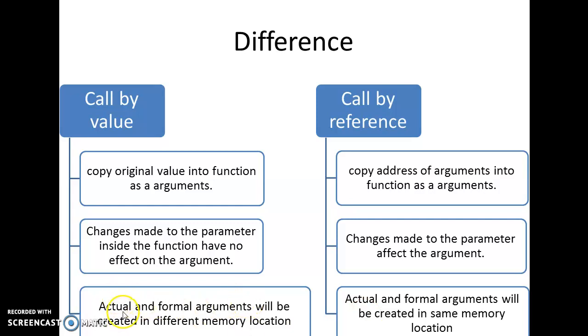In call by value, actual and formal arguments are created in different memory locations, whereas in call by reference, actual and formal arguments are created in the same memory location.